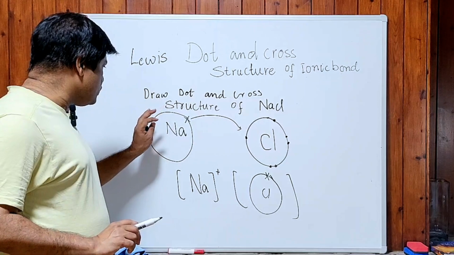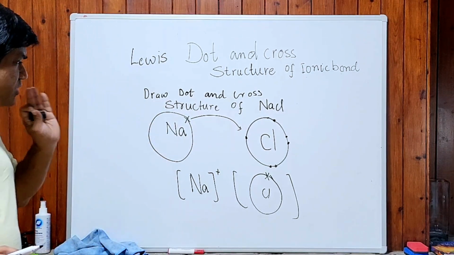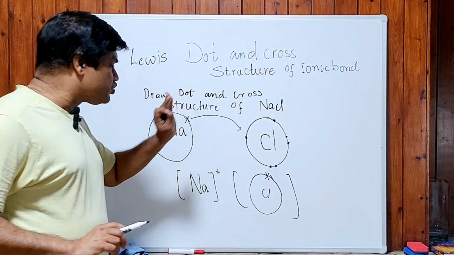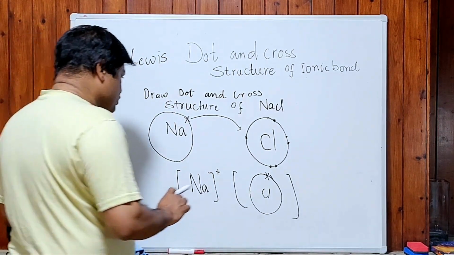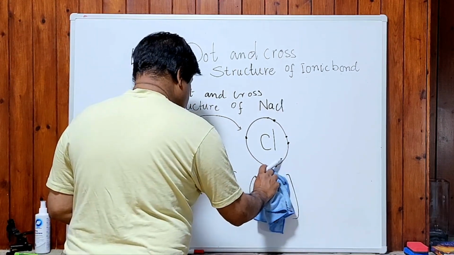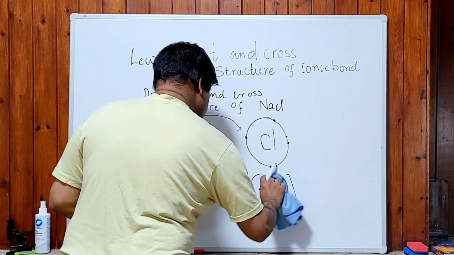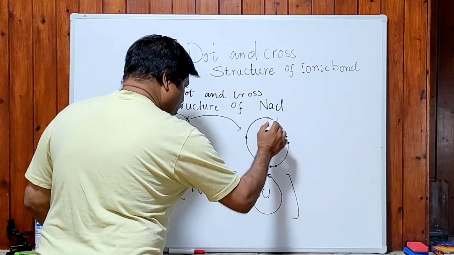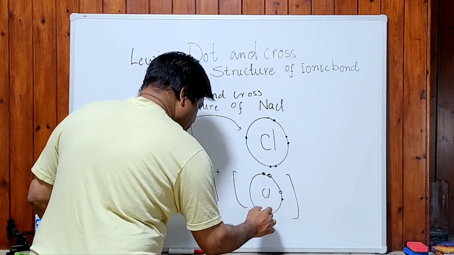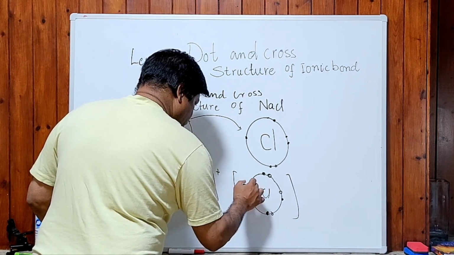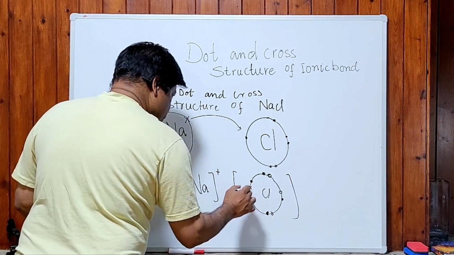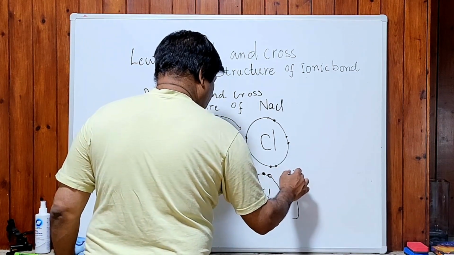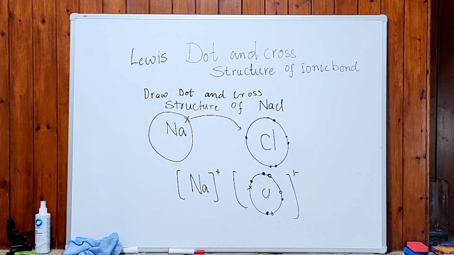You can use a dot for sodium. A dot represents an electron, and a cross also represents an electron of a different element. So 2 dots here, 2 dots of the chlorine, 2 electrons of this chlorine. One is already there, and 1 is gained from sodium. It becomes 1 minus. So this way we can draw a dot and cross structure of an ionic compound.